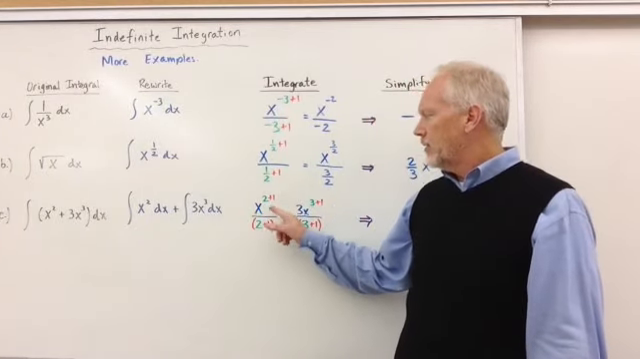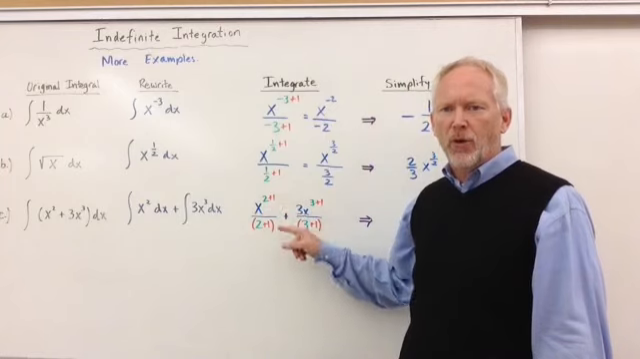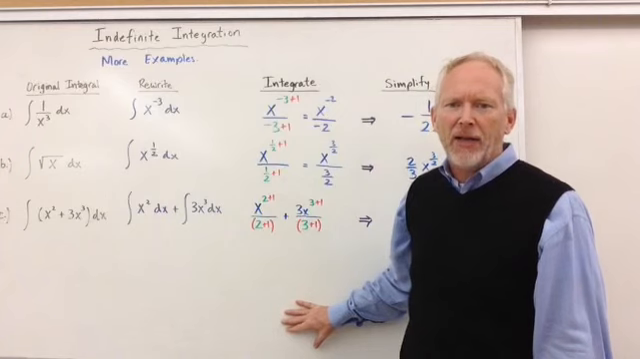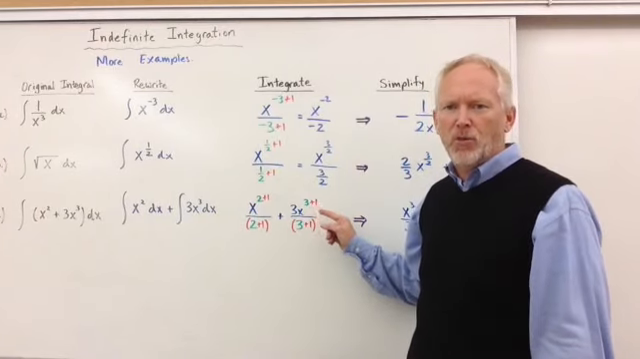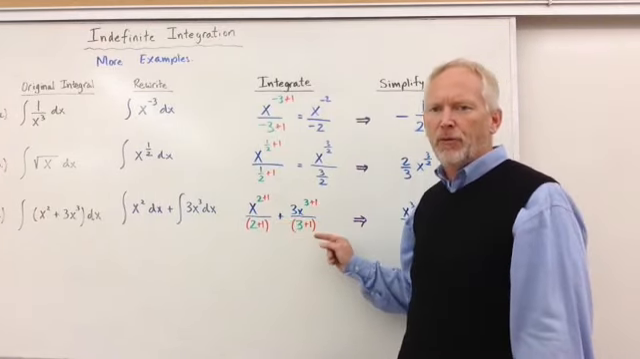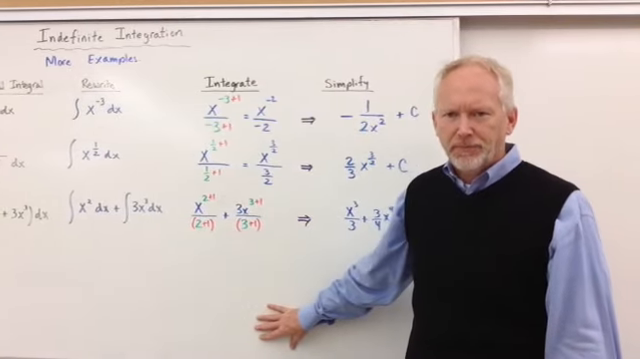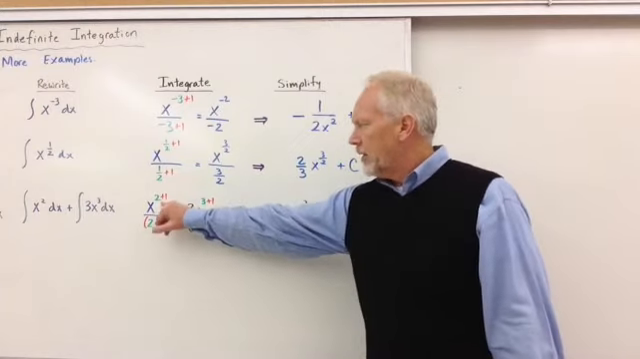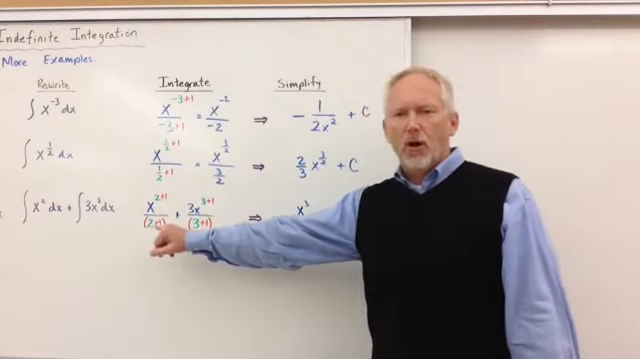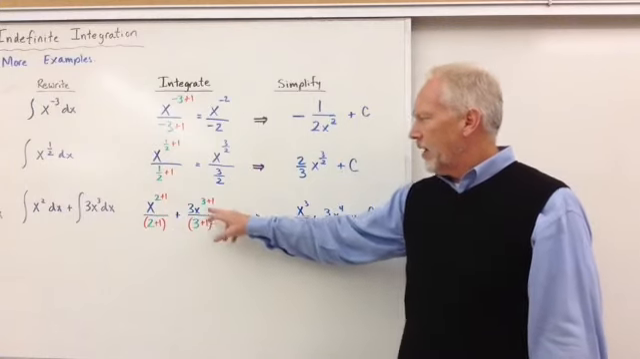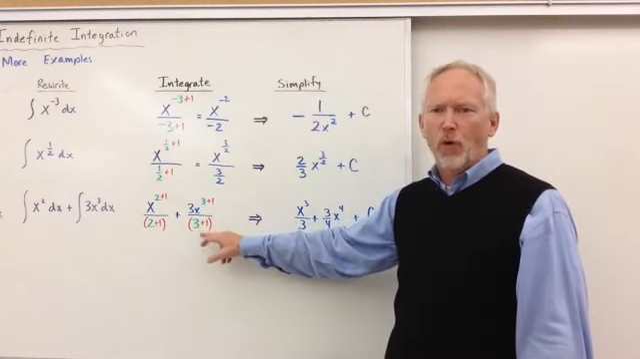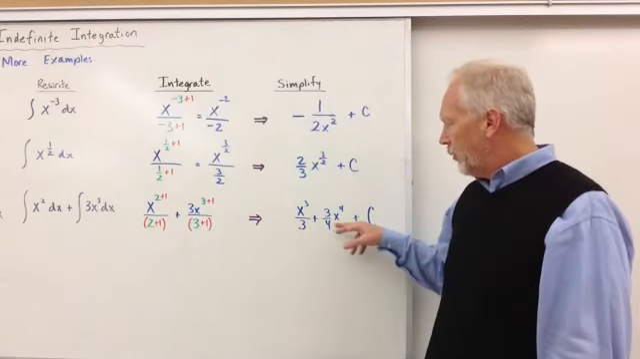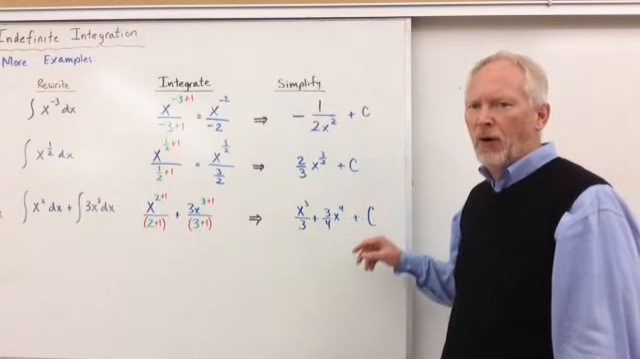So x squared is 2 plus 1 in the numerator, 2 plus 1 in the denominator. And then we move along to 3x, and that is going to be 3 plus 1, because it was cubed, over 3 plus 1. And now that means we have x cubed over 3 plus, now this is going to be 3 plus 1 is 4, so this will be 3/4 here. Here we go. We have 3/4 x to the 4th power plus c.